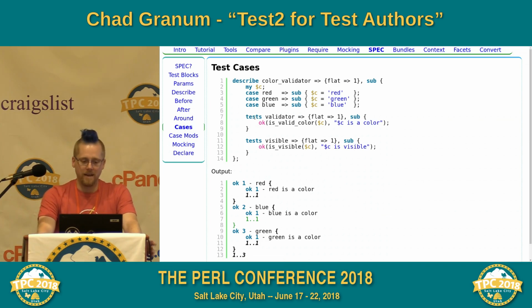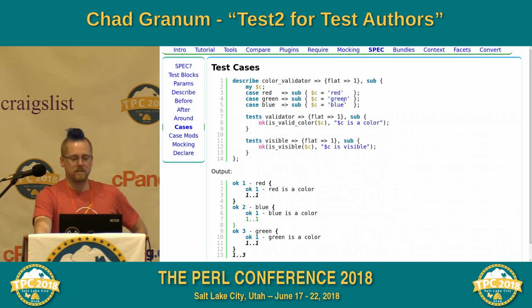Quite complicated. So in this describe, we've got color validator. We've got a case where C is red, C is green, and C is blue. Then we've got these two tests. What will happen is it'll run red to set C, then run both tests. Then it'll run green to set C to green, and then run both tests. So ultimately, this becomes 6 tests instead of the 2 that you see there, because it's running for each case.